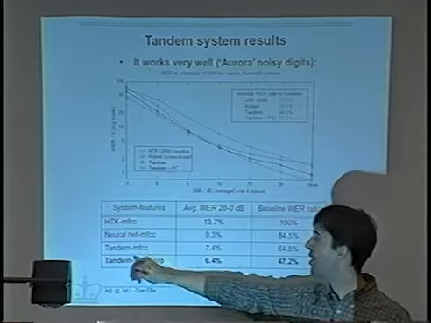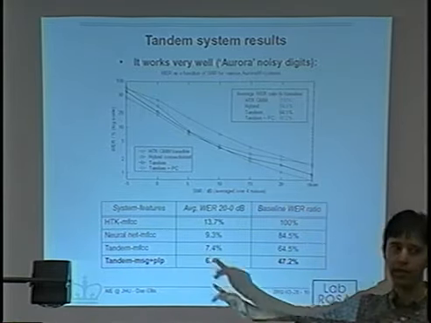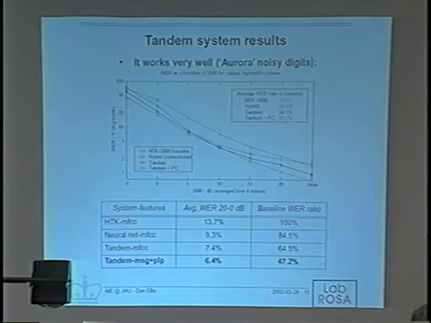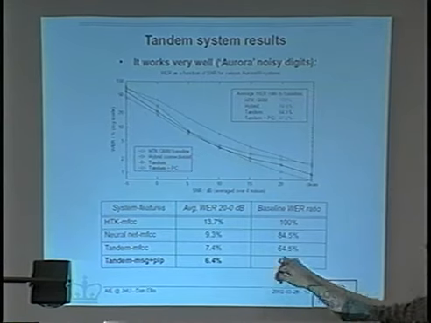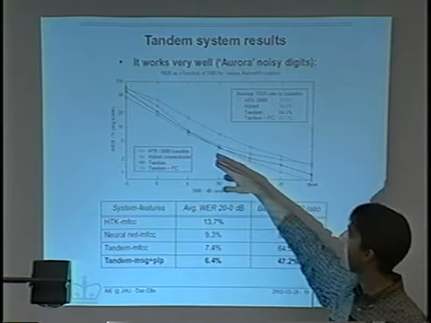And then if we change the features to use PLP plus this modulation filter spectrogram, which we found is a good complement to PLP in many cases, we're able to eliminate more than half the errors compared to the baseline system. And that's fairly consistent over all the noise conditions as well.